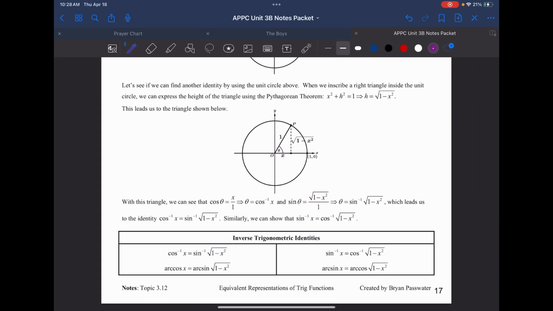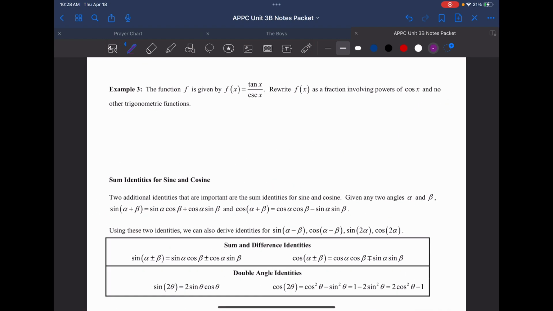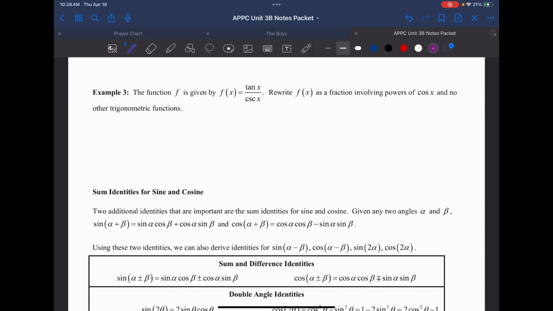And for now, I'm going to skip these. We'll come back to these later in class if needed. So we can skip these for now, and let's just go to example 3.